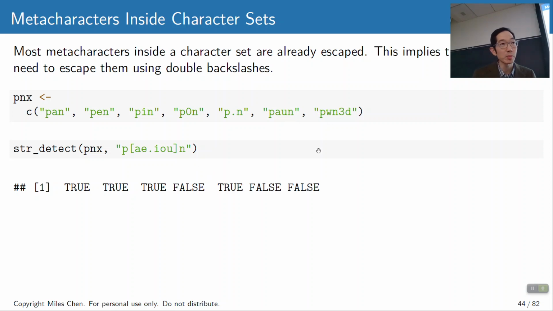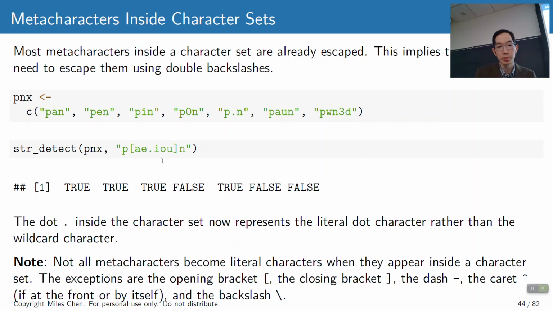The other ones do not match because, again, character sets match only one character, just one of these characters. So here we have two characters in a row. This will not match. And the W is not one of a, e, dot, i, o, or u. So the dot inside the character set now represents the literal dot character rather than the wildcard character.